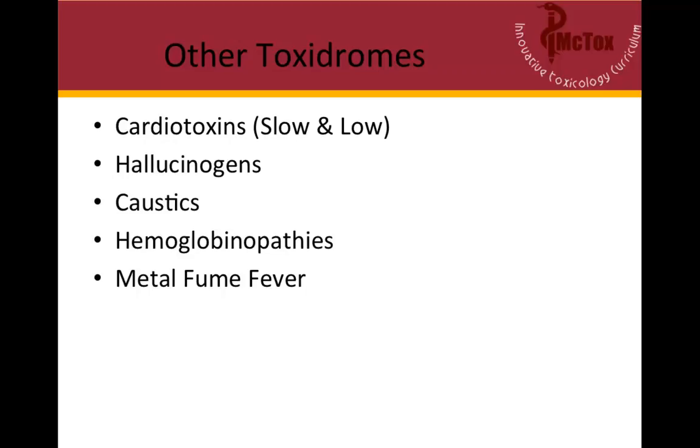In addition to the classic toxidromes already mentioned, there are also other groups of toxins that can produce characteristic toxic syndromes. These include the slow and low toxidrome produced by a number of cardiotoxins. There will be a separate section discussing this toxic syndrome further. Others include exposure to hallucinogens, caustic substances, exposures that produce hemoglobinopathies, and metal fume fever, which typically is an occupational exposure to welding fumes.